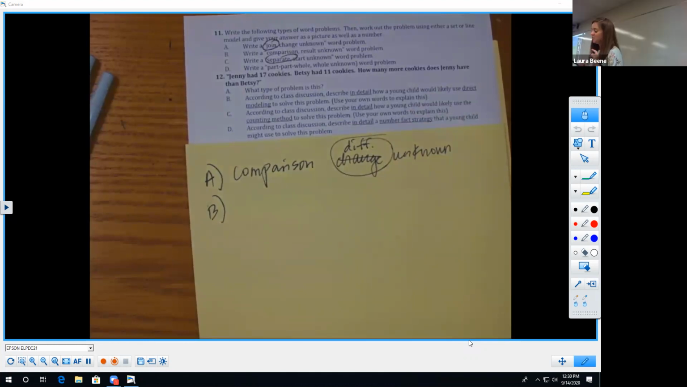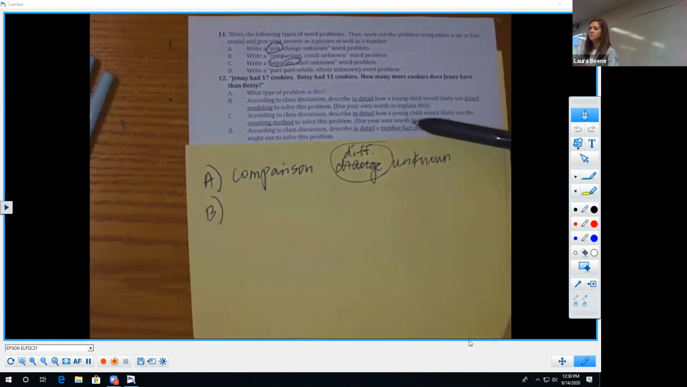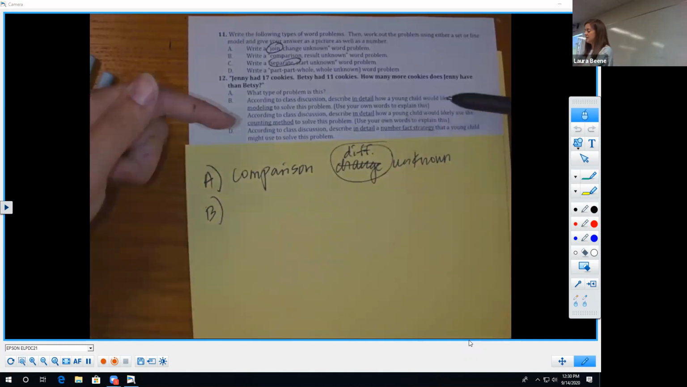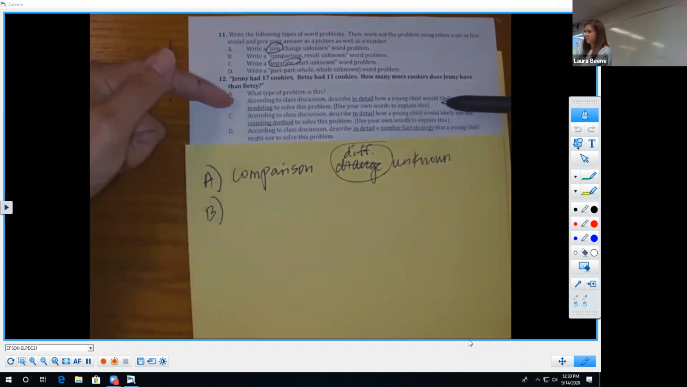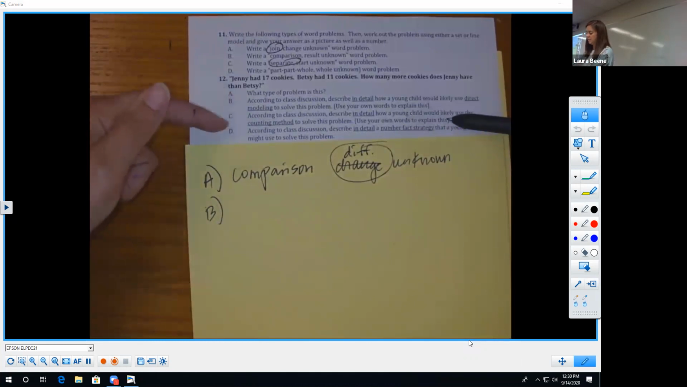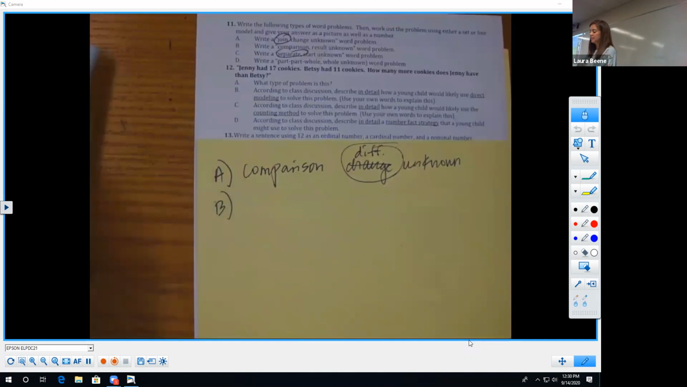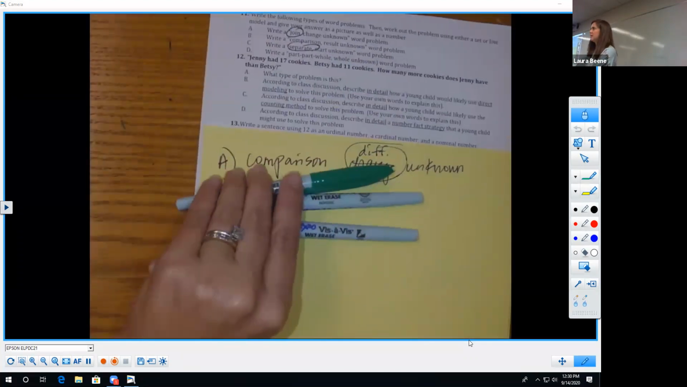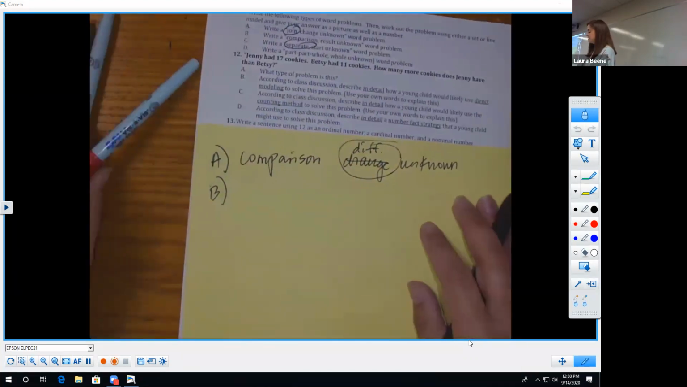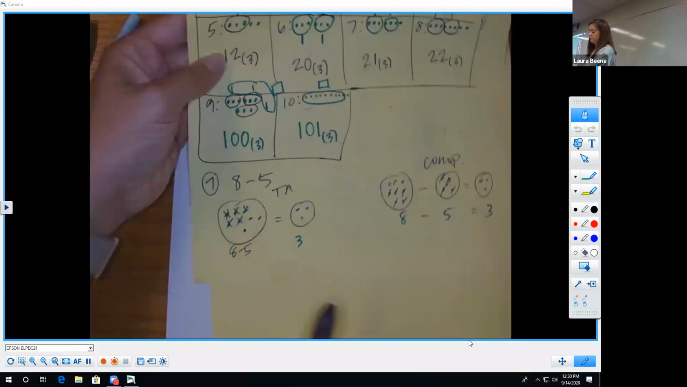Okay, so part B, C, and D is really what I want to focus on. For part B, it says describe in detail. These all say young child. It's not talking specifically about the age of the child, just how would a child in this type of thinking talk about it versus this type of thinking versus this type of thinking. So direct modeling is literally having 17 of something and taking away 11 of something.